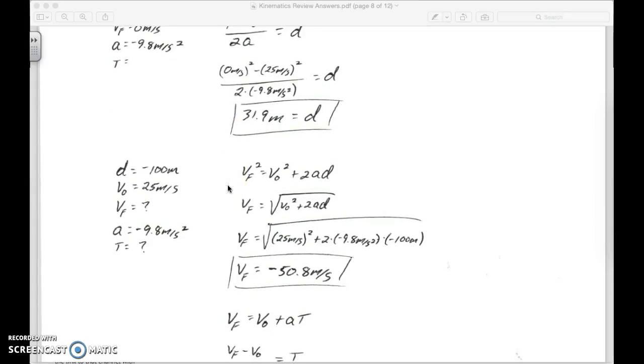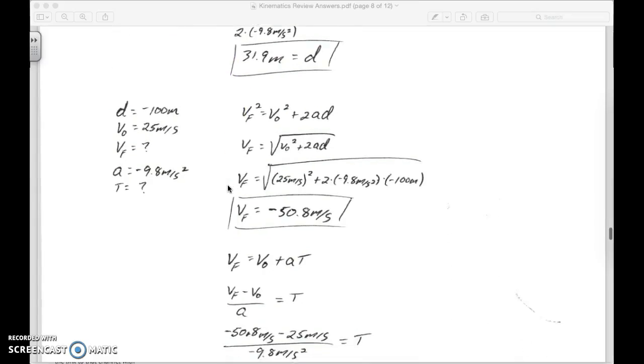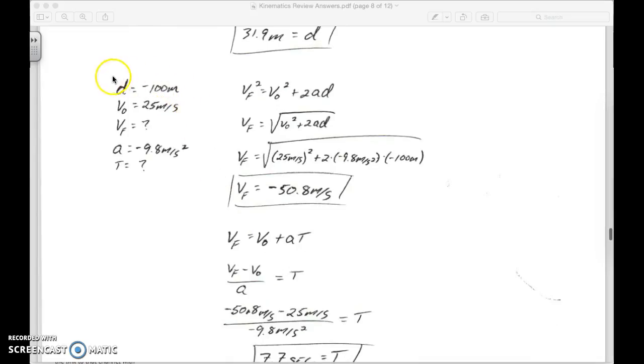Now we're going to solve for how fast the penny is moving when it gets to the ground. Well, we know that the displacement is negative 100 meters because the penny is going to be 100 meters lower than where it started when it gets to the ground. Initial speed is still the same. It's still upward 25 meters per second, and the acceleration the whole way up and down is negative 9.8 meters per second squared. We're going to look for the equation that does not have time in it, because that's the thing we don't have, and that's going to be VF squared equals V naught squared plus 2AD.